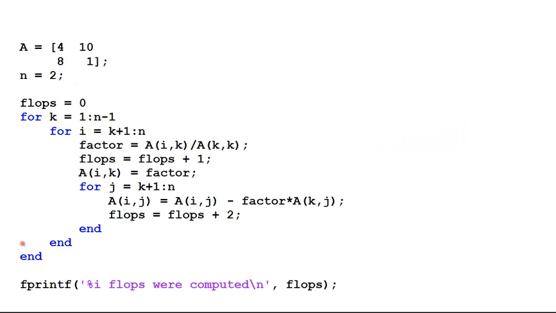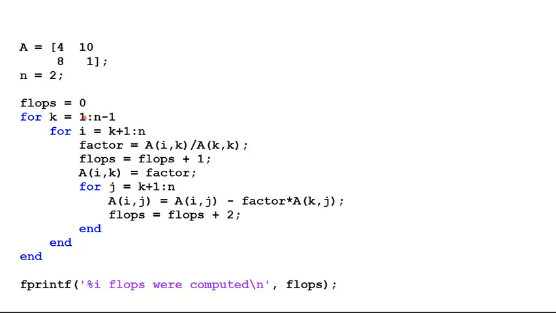To explore that a little bit more, this is a bit of MATLAB code written to decompose this 2 by 2 matrix. In the algorithm there's 3 loops, an outer loop, a middle loop, and an inner loop, and the outer loop will start out with k equal to 1, and we'll run it from 1 to n minus 1. So in this case n is equal to 2. We'll only run through the outer loop once.